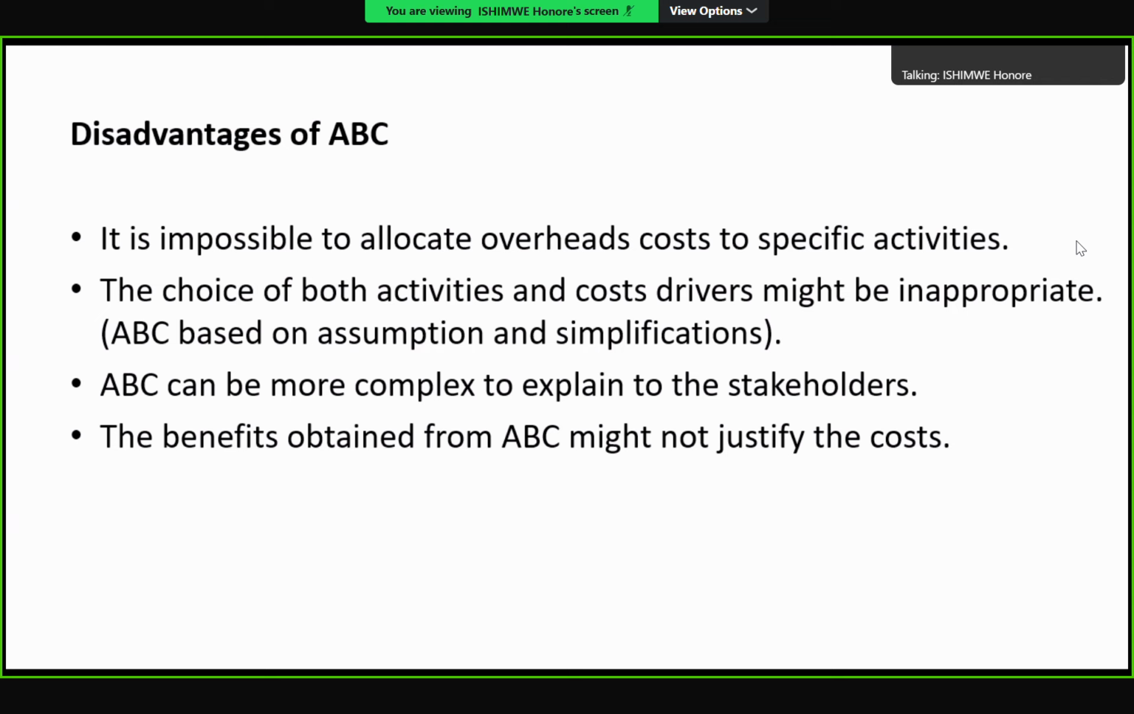And the benefit obtained from applying it, that is the cost benefit analysis: you might be applying ABC to the organization, but when you look at the benefit obtained from changing your costing method to ABC, it might not justify the cost you spend there. So it ends up being of no importance. The benefit obtained from ABC might not justify the cost you spend in application of it. That is the reason now.